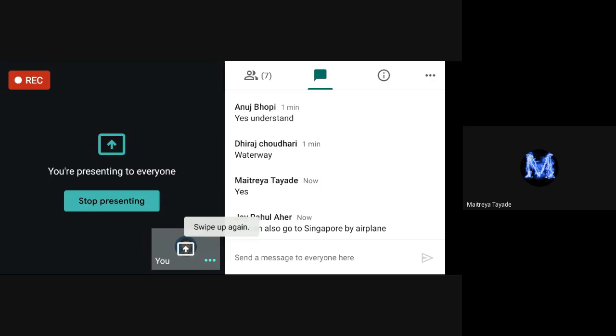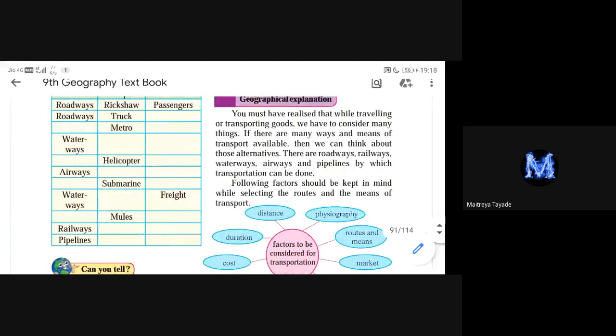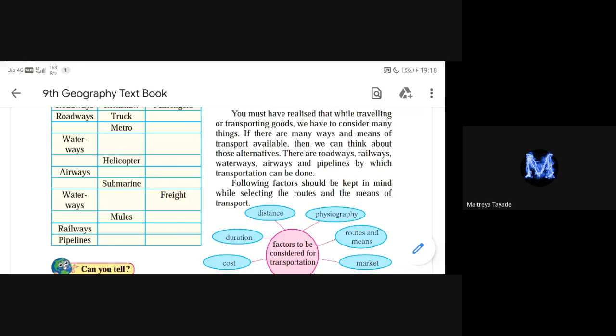Okay, let's see the geographical explanation. You must have realized that while traveling or transporting goods, we have to consider many things. If there are many ways and means of transport available, then we can think about those alternatives. There are roadways, railways, waterways, airways, and pipelines by which transportation can be done.